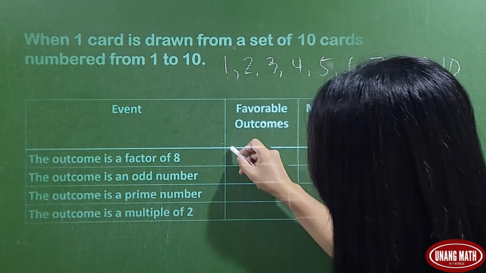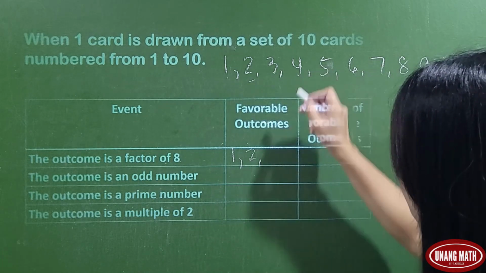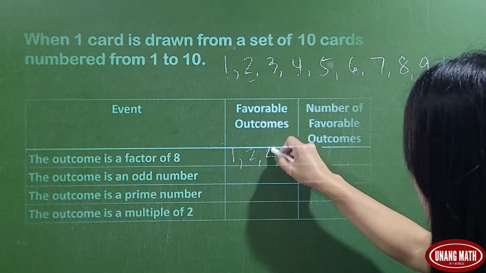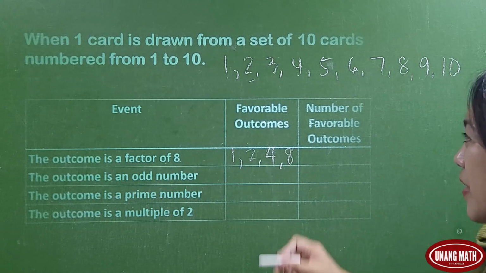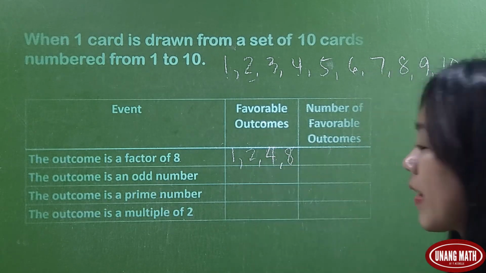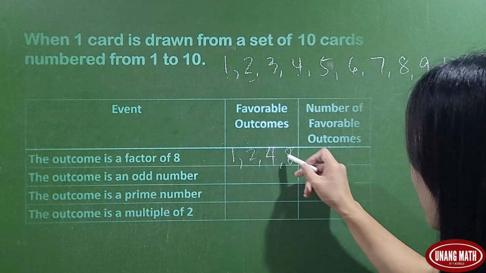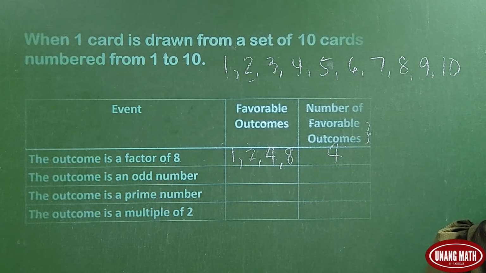1 is a factor of 8. 2 is also a factor of 8. 4 is a factor of 8. And of course, 8 is a factor of 8. So these are the favorable outcomes. And the number of favorable outcomes: we have 1, 2, 3, 4. So we have 4 favorable outcomes.